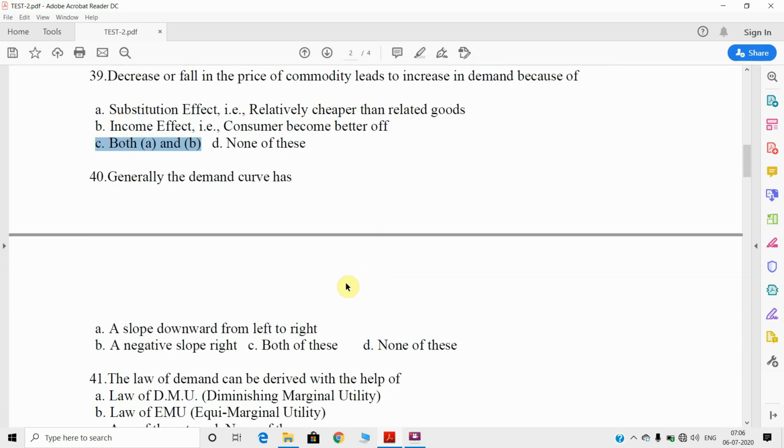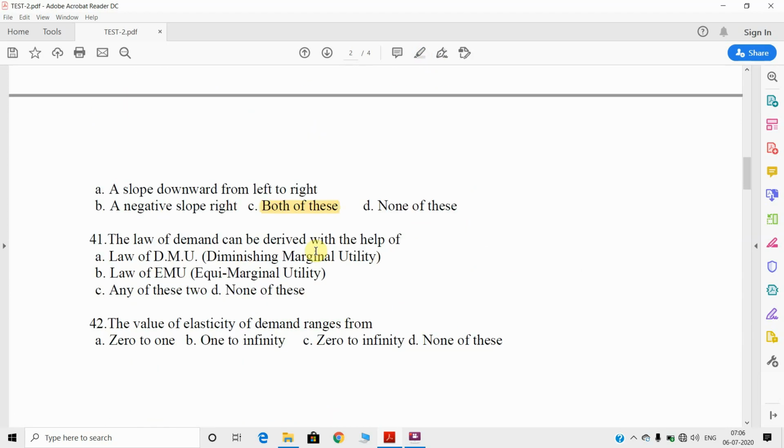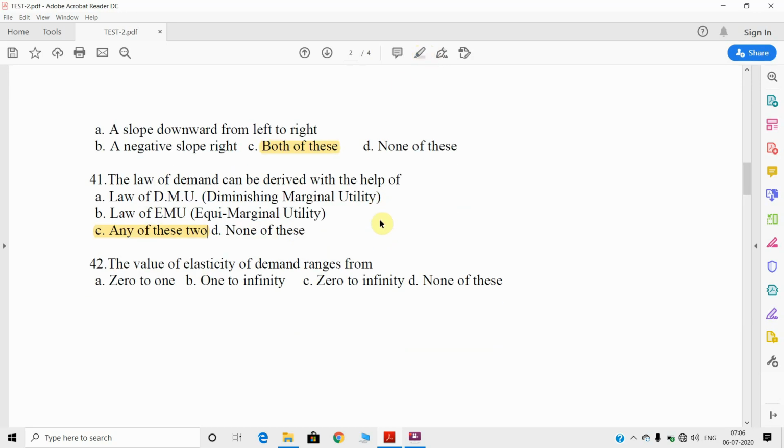Next 40. Generally the demand curve has a negative slope, and it is also downward from left to right. So the appropriate answer will be both of these. Then 41. The law of demand can be derived with the help of, the answer will be C. It is derived from the utility function. It may be diminishing marginal utility or equimarginal utility.